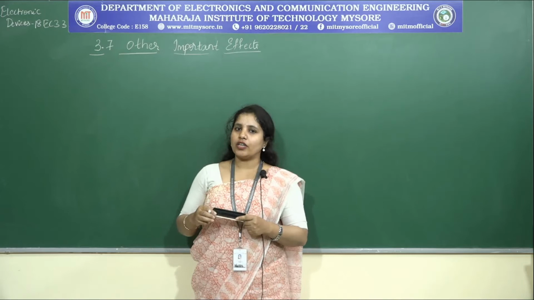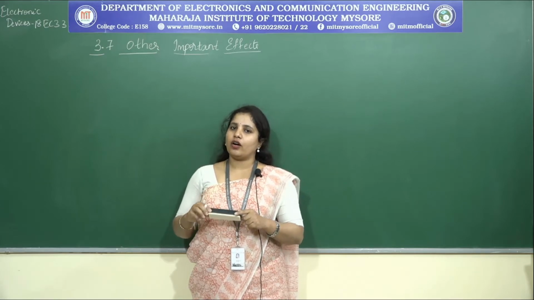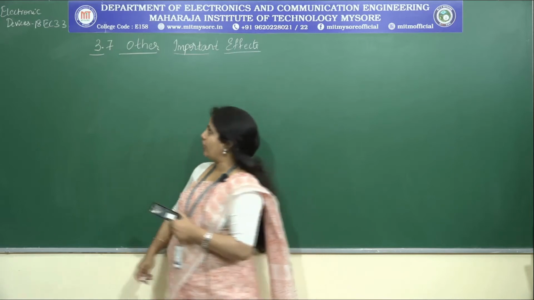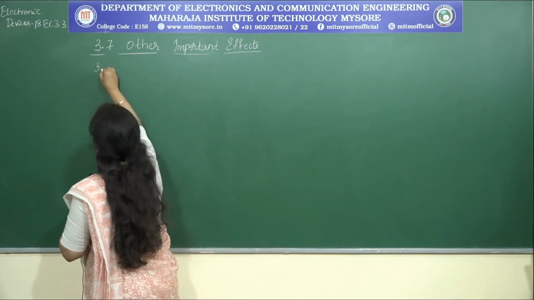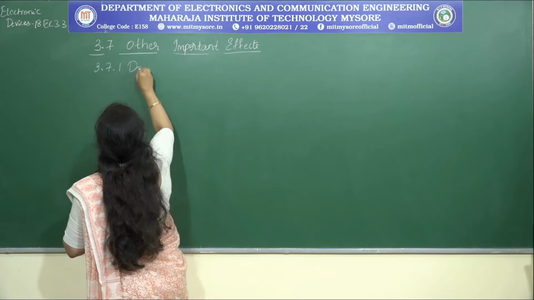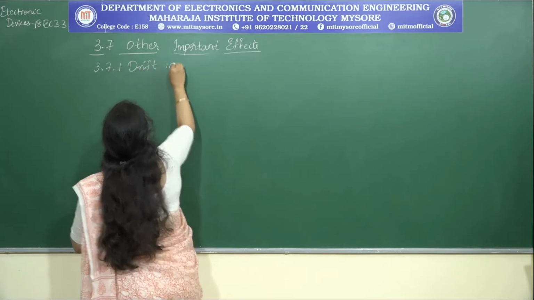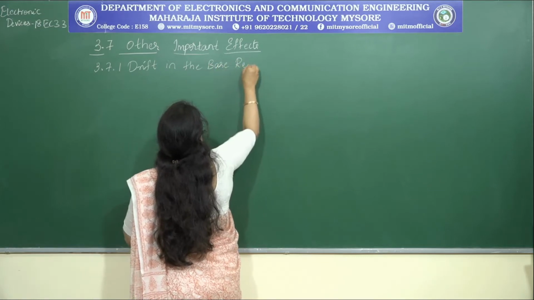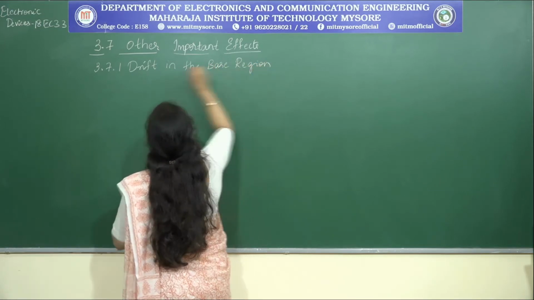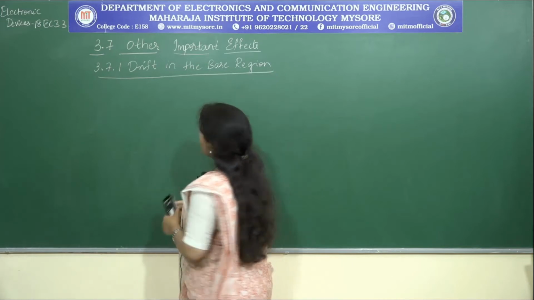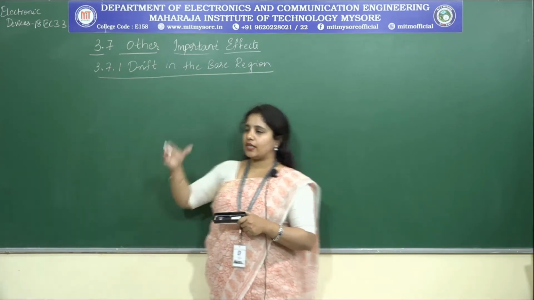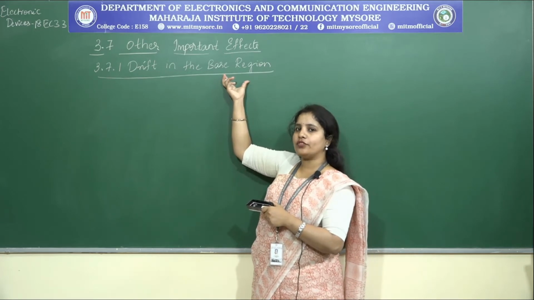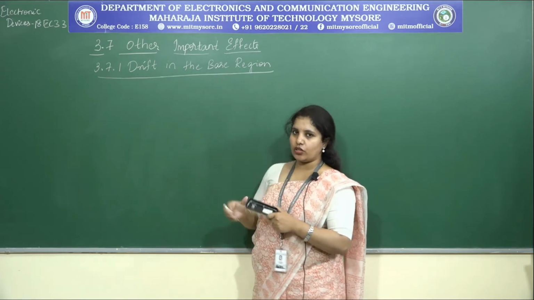So we'll see the 3 different other important effects that can be seen in a BJT. The very first one is the drift in the base region. Now, as you can see, what am I focusing on here? It is the base region of the PNP transistor that I am looking into.